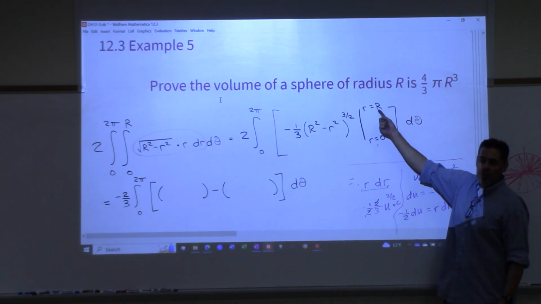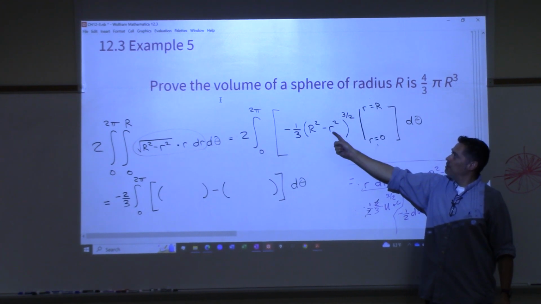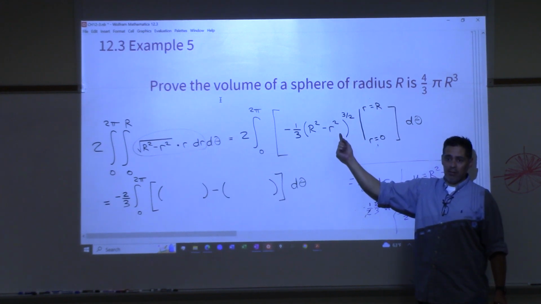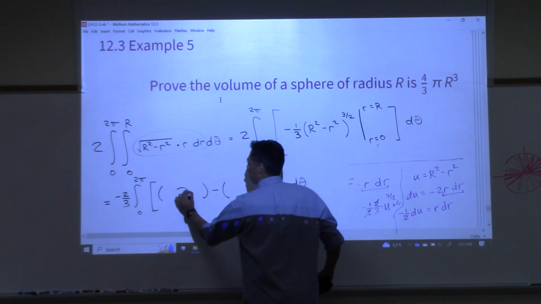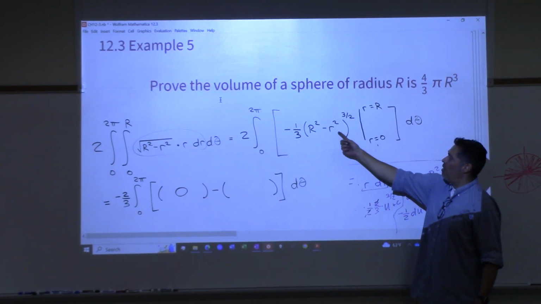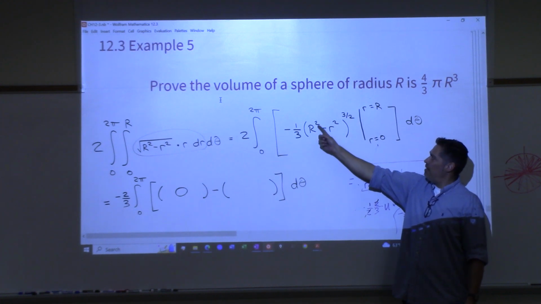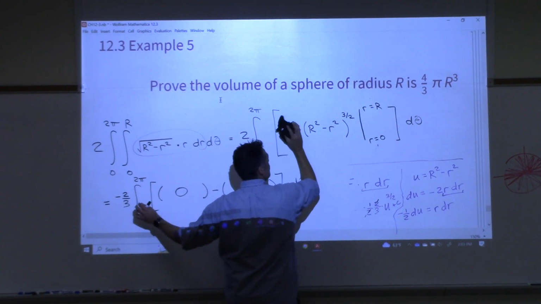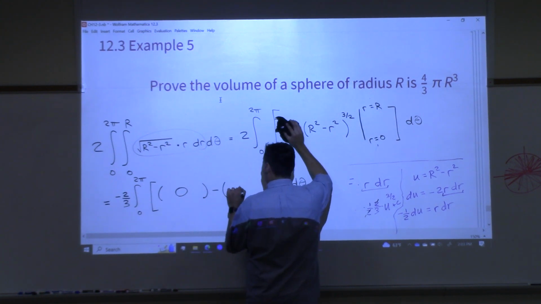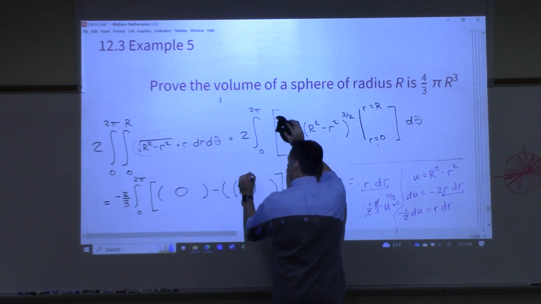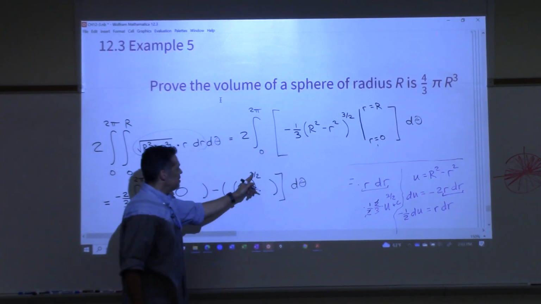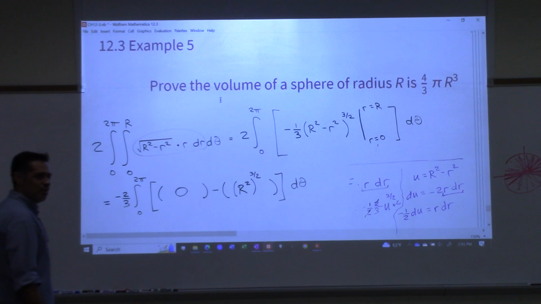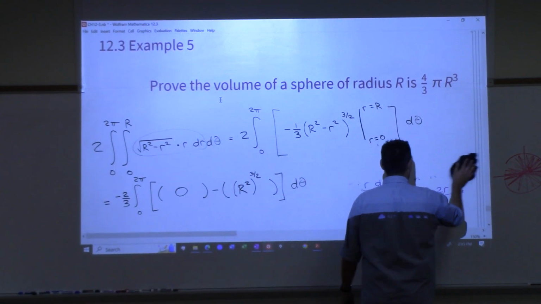All right, what happens when we plug capital R into little r? It's 0. It's capital R squared minus capital R squared, which is 0. It just kills that off. And then when we plug in 0 for little r, we don't get 0 this time. We get just that. I already pulled the third out, so just ignore that for now. So if I plug 0 in there, I get capital R squared to the 3 halves, which will turn out to be R cubed. Ooh, there's an R cubed. Our answer should have an R cubed, shouldn't it?